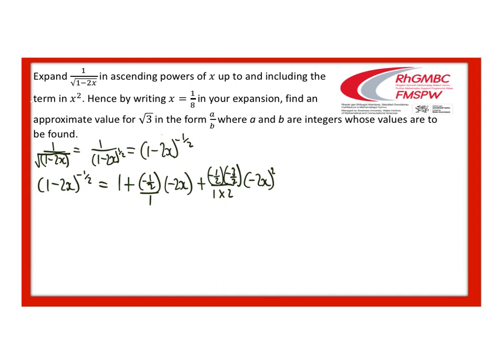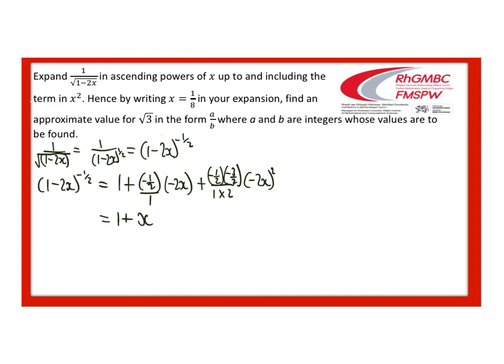Okay, so let's tidy this up a little bit. The first term, I get minus a half divided by 1. We've got 2 negatives there, so it's still going to be a positive. So we're going to get 1 plus. Half divided by 1 is just a half, and a half times 2 is 1. So we get 1 plus x.